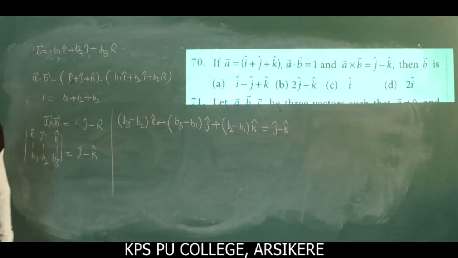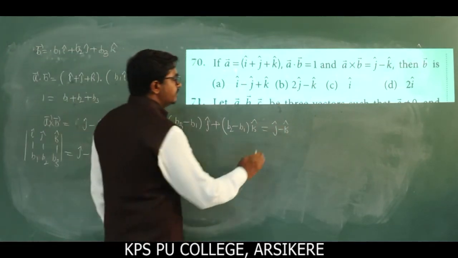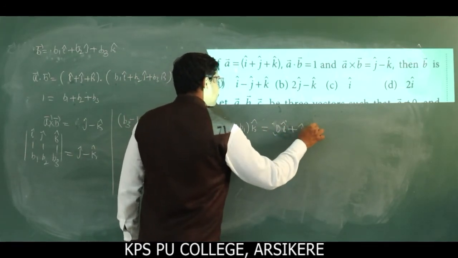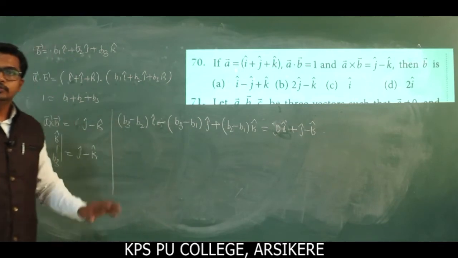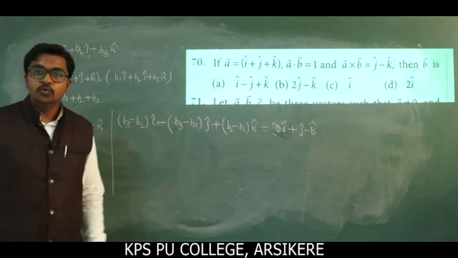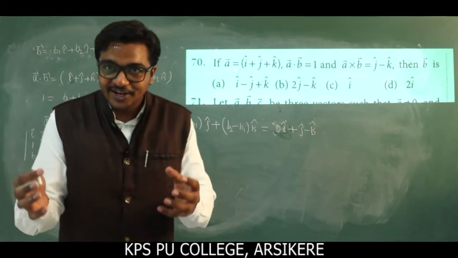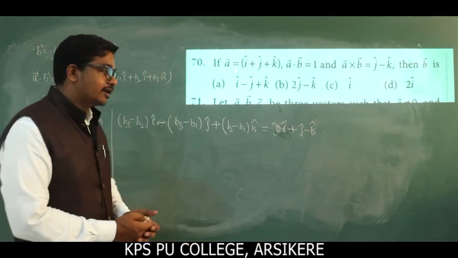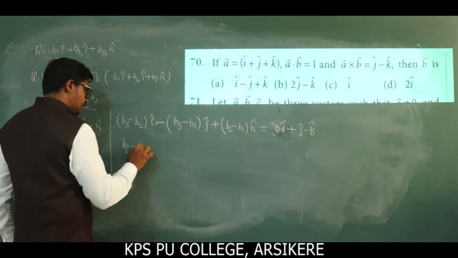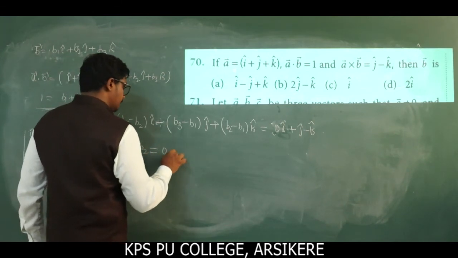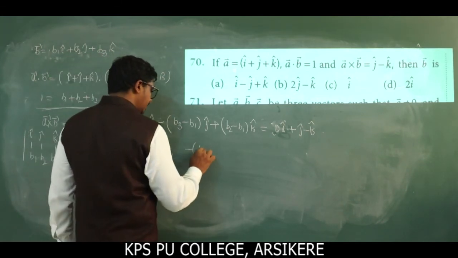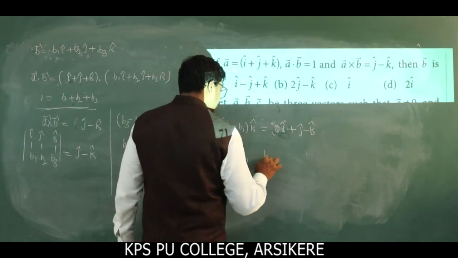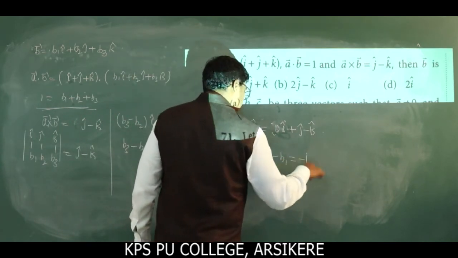Is equal to j minus k, or else this can also be written as 0 into i cap plus j minus k, right? So obviously the left hand side is a vector, and the right hand side is also a vector. When two vectors are equal, the corresponding components, i to i, j to j and k to k, are also equal. Components are equal. So the second one: minus (B3 minus B1) is equal to 1, and the third one, B2 minus B1 is equal to minus 1.